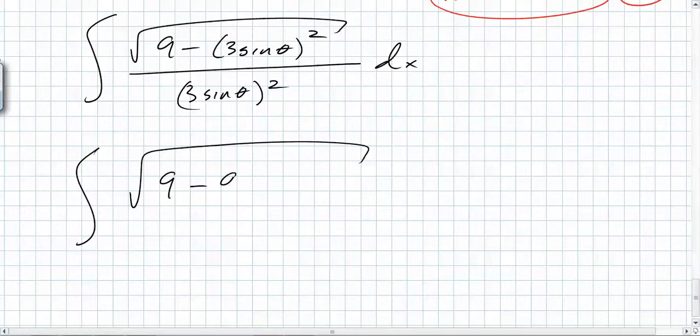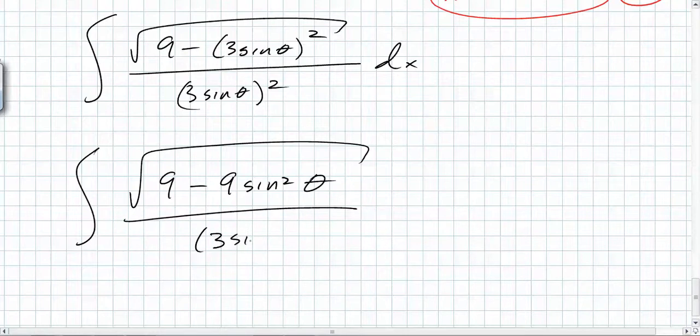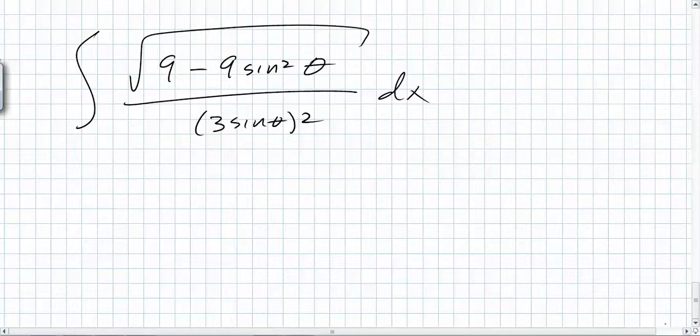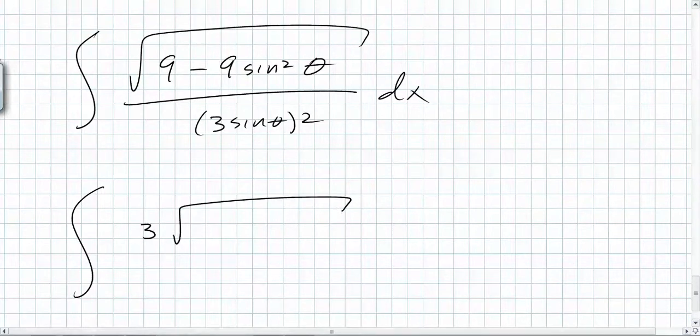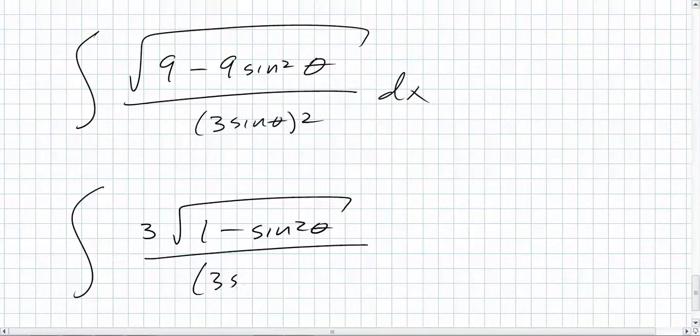9 minus 9 sine squared what? All over, we'll keep this one here, 3 sine theta squared dx. What can we factor out in the inside of the radicand up there? 9. Yeah, I understand, but I'm factoring it out first. So, you want to pull it all the way out. That's cool. So 3 times the square root of what? Sine squared theta all over 3 sine theta squared.